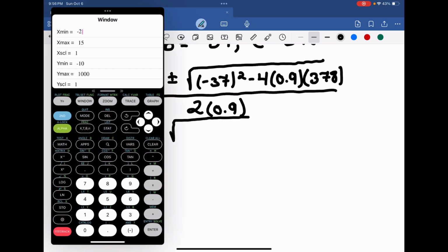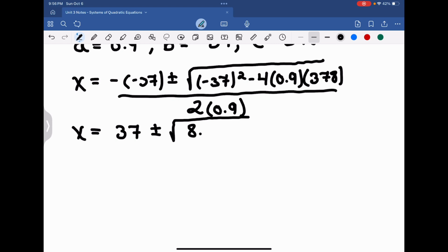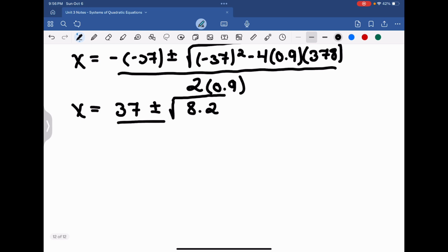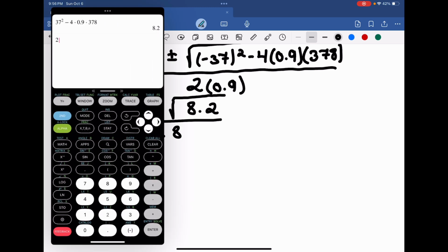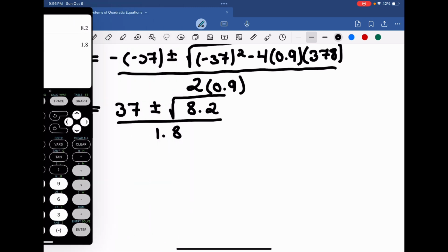In our calculator, let's actually do this one together. If we take this, it's going to be 37 squared. Again, oh, whoops, I'm in the window mode. That's not going to help us. I'm going to take the 37 and just square it as is. The reason I am is because a negative squared is positive, minus 4 times 0.9 times 378, done. This is going to give us 8.2 under the radical, so I'm going to put in 8.2 and then just wipe out the rest of that radical that I don't need. This will all be divided by the 1.8 in the denominator, because 2 times 0.9 gives us 1.8. And just to even show you there, so we have it, there you go.